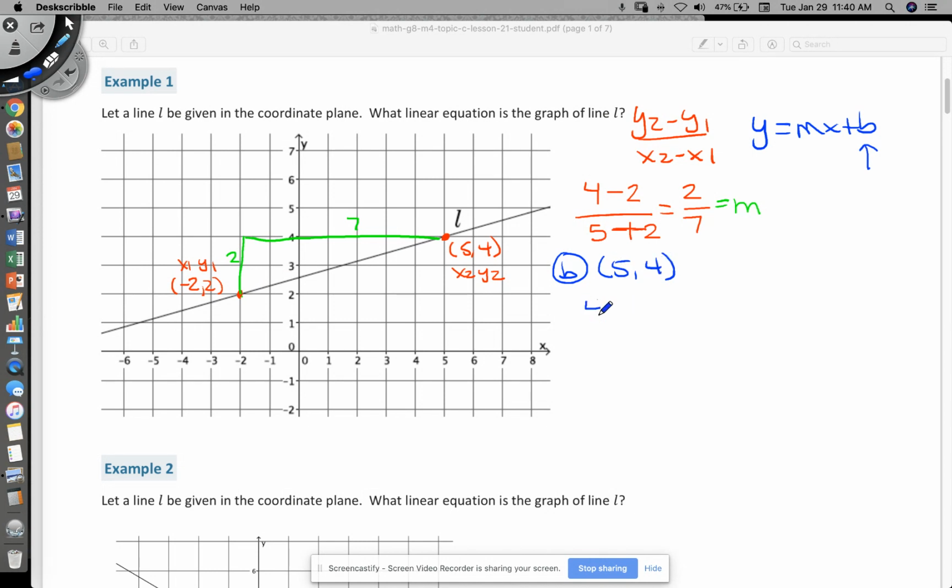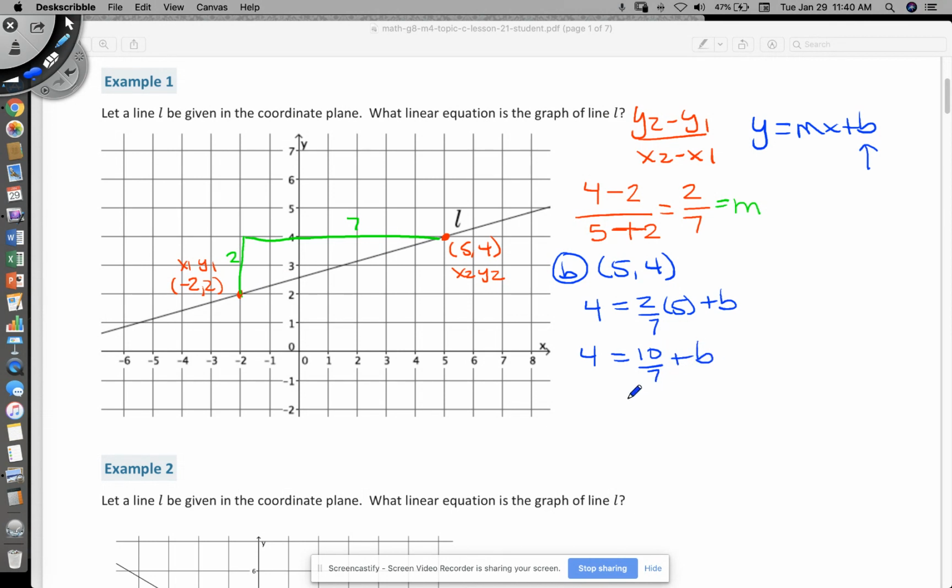So I'm going to put the 4 here for y. My m we found was 2 over 7. My x is right here, it's 5, so I'm going to multiply that by 5. And so I'm solving for b. Now I'm going to multiply these together. We're going to get 4 equals 10 over 7 plus b.